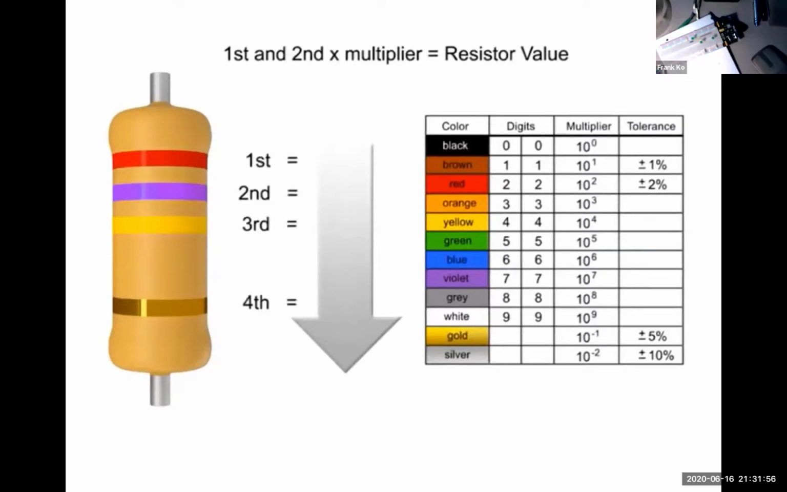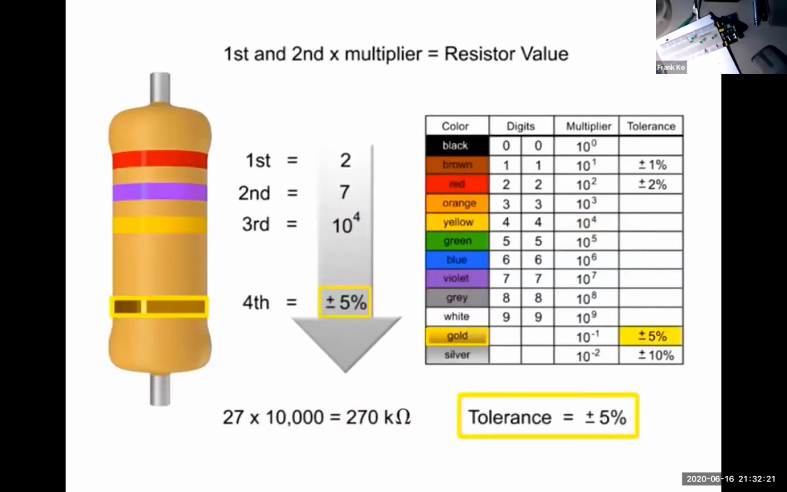The first band is red, so the first digit value is 2. The second band is violet, so digit 2 is 7. The third band is yellow, so we multiply the first two numbers by 10 to the fourth, or 10,000. Thus, the value of this resistor is 270 kiloohms with a tolerance of plus or minus 5%.